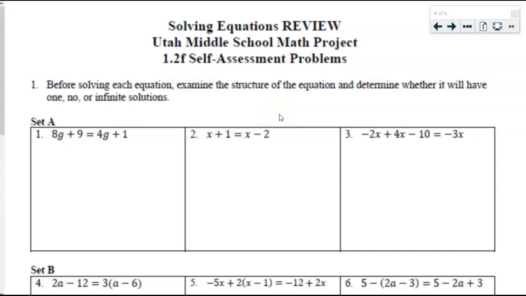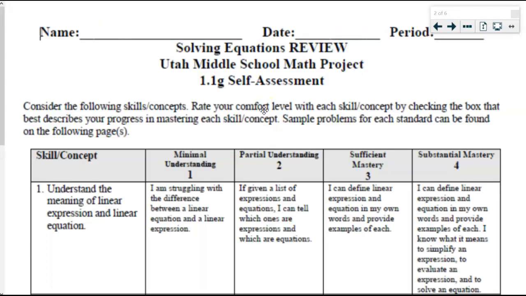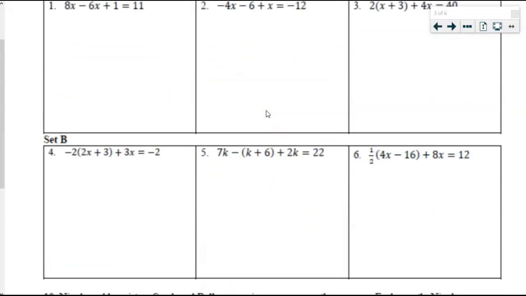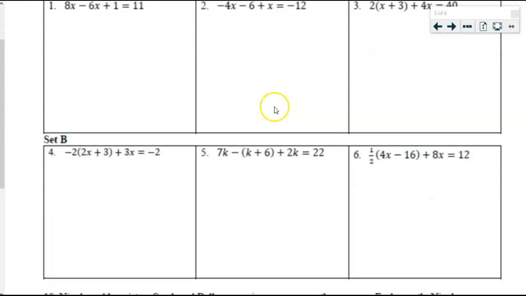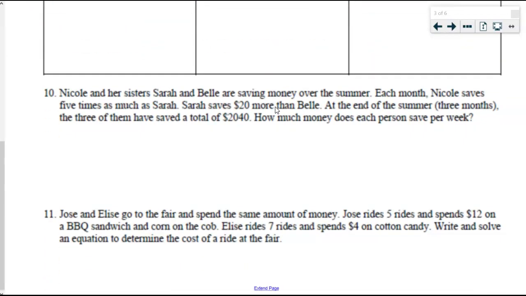Okay, this recording is part 2 of our expressions and equations review. In the last video we left off with assigning these problems as homework. So we're going to go over these problems, showing the answers, going over any questions that you might have, including these stories, and then we're going to move on to the next self-assessment and the types of questions that we're going to see over there.